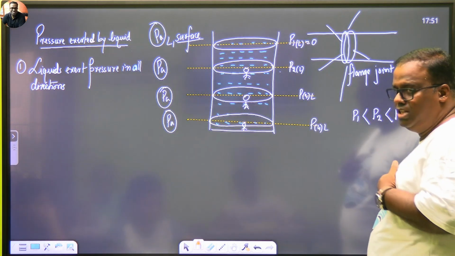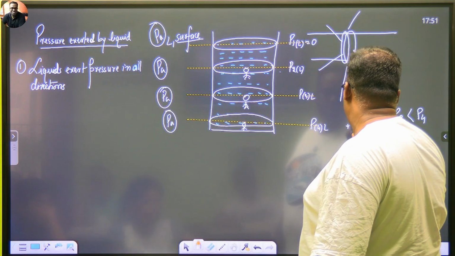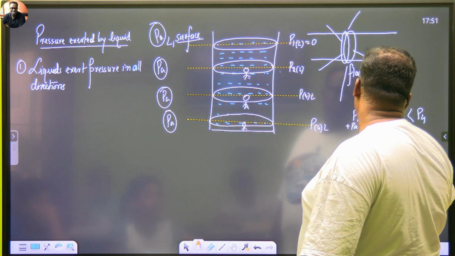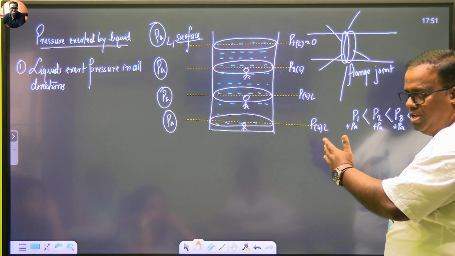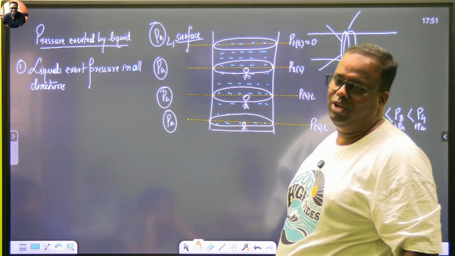And if somebody tells me, what is the total pressure at every level? Well, you also add the atmospheric pressure. Now the atmospheric pressure is constant, so we do not consider it; it is not going to change the game. The game will be changed by what? How much liquid column is above your head.